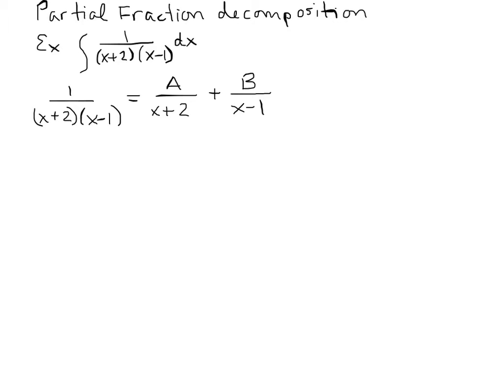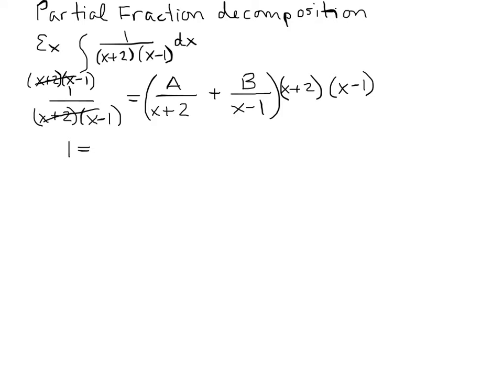Okay, so the next step, I am going to multiply both sides by the common denominator. That common denominator is x plus 2 times x minus 1. So I'm going to multiply that side by that common denominator, and I'm going to multiply this other side by that common denominator. So on the left-hand side, the common denominator cancels. This should always happen. So on the left, I get 1.